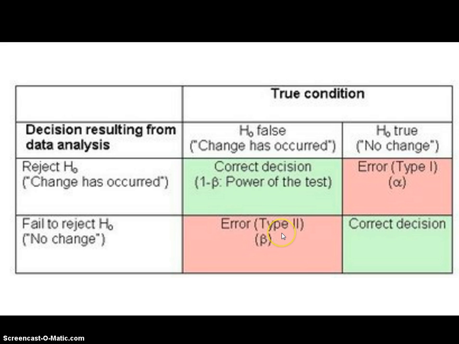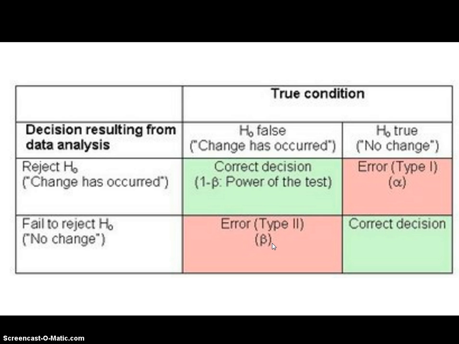Type 2 error is when we fail to reject the null hypothesis and the null hypothesis is actually false. When we have that type of error, the probability of getting a type 2 error is called beta. Now beta is not something we just come up with like alpha. Beta is calculated using other things: we need sample size, we need to know standard deviation, and some other things in order to calculate beta.